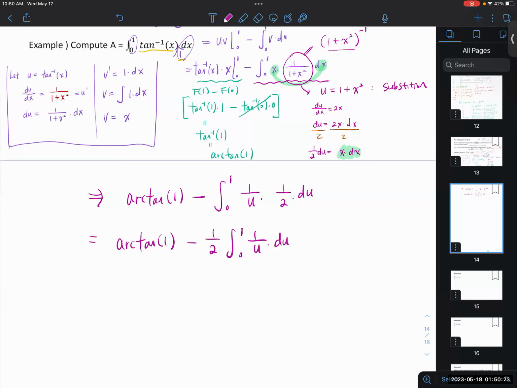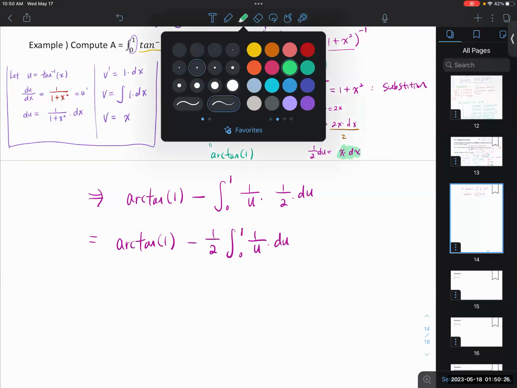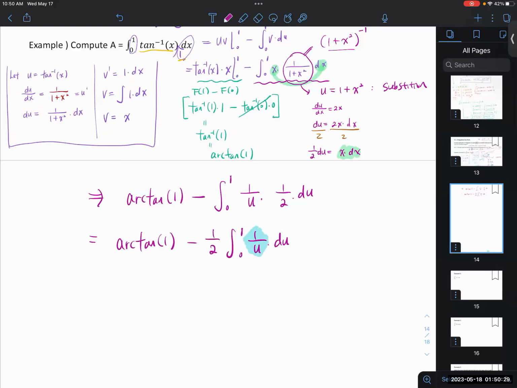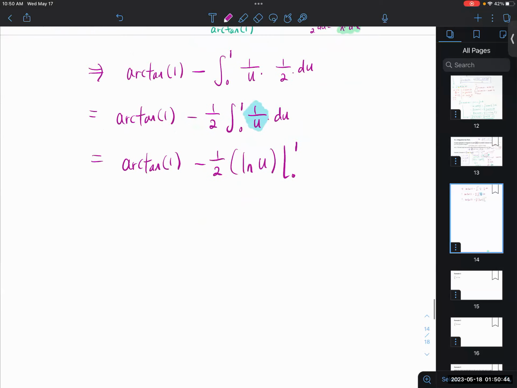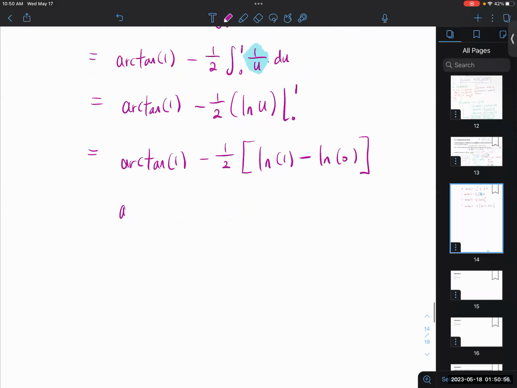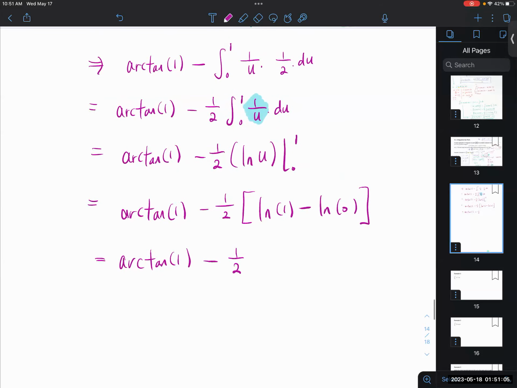Yes? And then you remember taking the integral of 1 over u, we talked about it, it's going to be ln u, correct? So it's going to be arc tangent 1, minus 1 over 2 ln u from 0 to 1. Gotcha. So now almost done. 1 over 2 ln 1 minus ln 0 because we have a range. So arc tangent 1 minus 1 over 2. This guy will be 0, right?